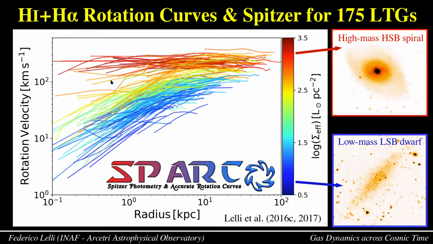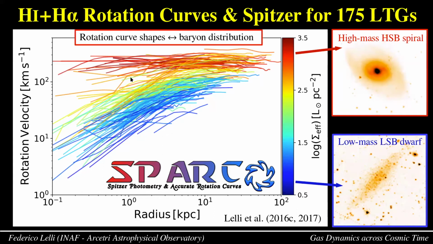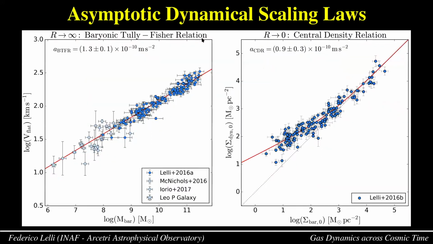And you can see a nice rainbow here because low mass, low surface brightness galaxies tend to have slowly rising rotation curves that reach the flat part only in the outermost regions, typically beyond 10 kpc, whereas high mass, high surface brightness galaxies have steeply rising rotation curves, and several of them reach the flat part already within 1 kpc. So from this simple plot, it's already clear that there is a close link between the shapes of rotation curves and the distribution of baryons in galaxies. We can quantify this connection by looking at dynamical scaling laws.